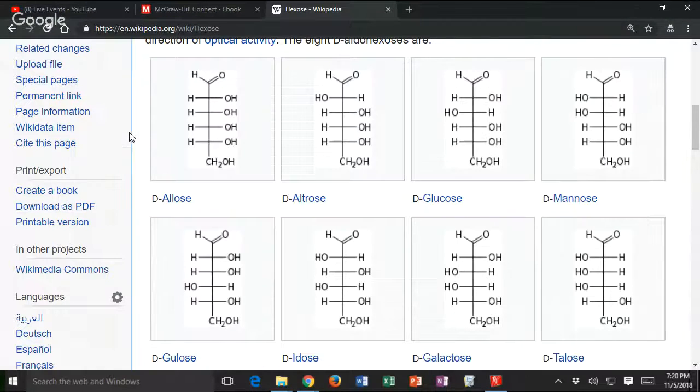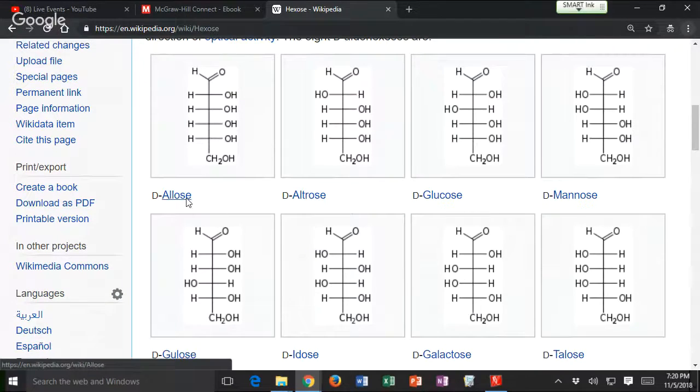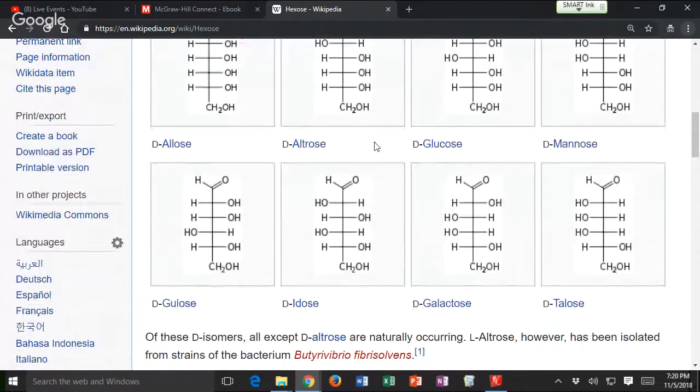Also notice on this one, the bottom one of these carbons, the one closest to the CH2OH, is always on the right, and that's because these are all D sugars. If it were on the left, they would all be L sugars. So the opposites of all of these have the same name, but with L instead of D. We make a mirror image, which means we switch all of the H's and OH's. We would have the L instead of D.